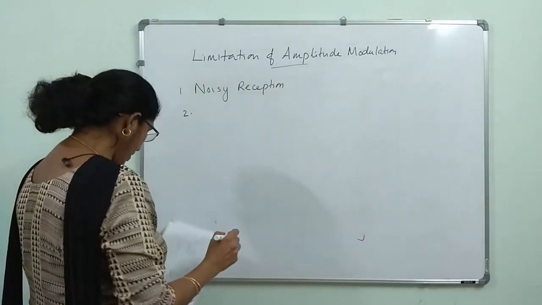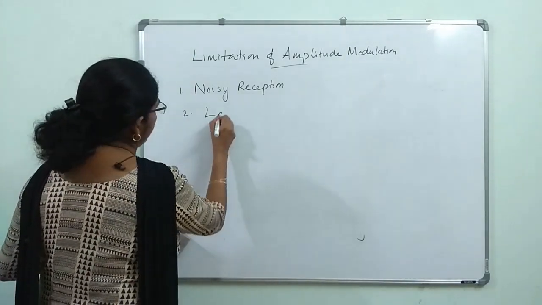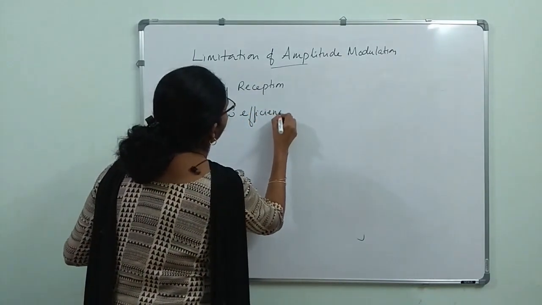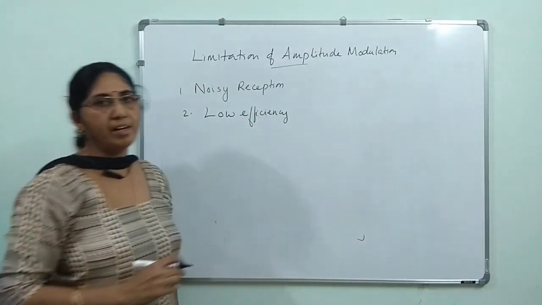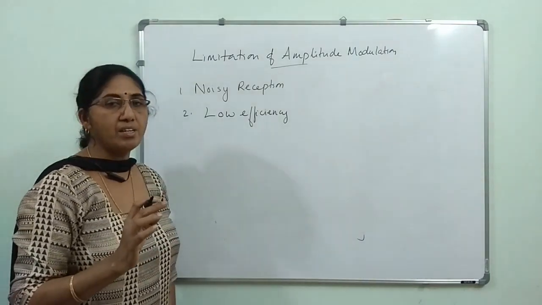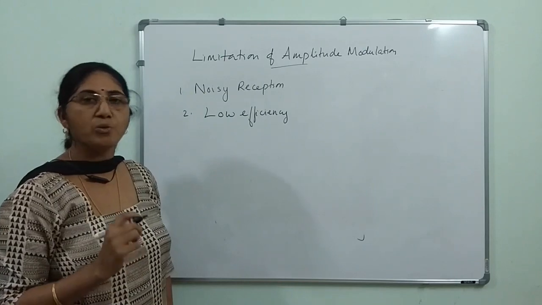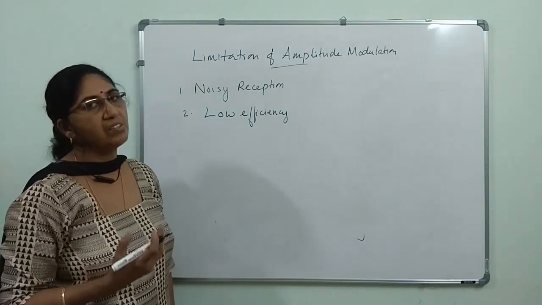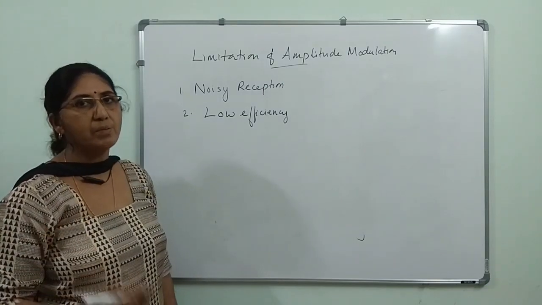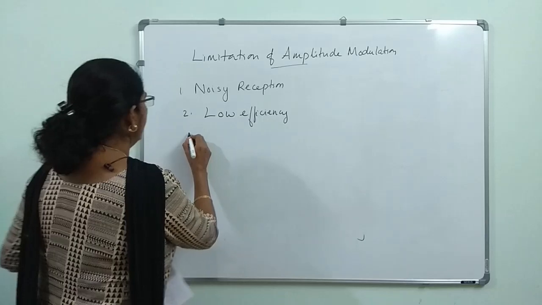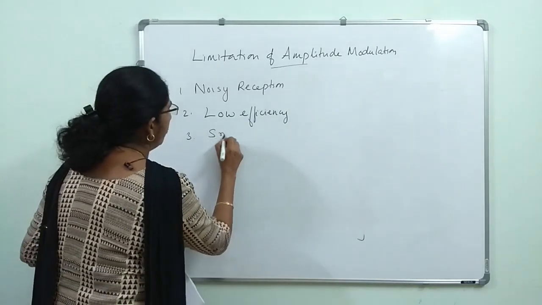The second case is, it has low efficiency. Just now we have calculated and found that even if the modulation is 100%, the efficiency or the power carried in the sideband is only 33.3%. So the power is less. So the transmission in long distance becomes not much efficient. Then it has got a small operating range.